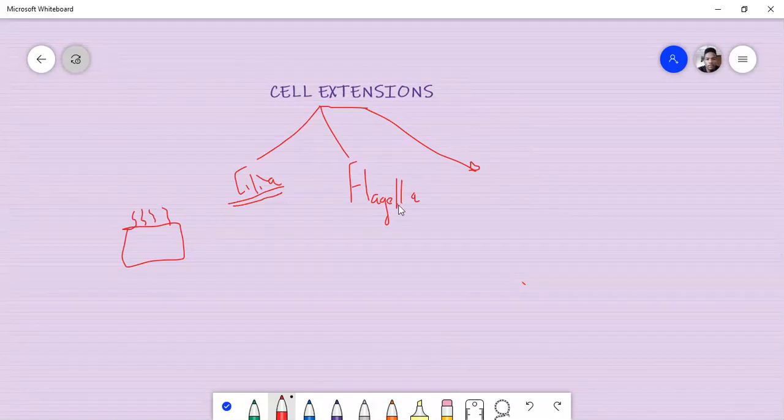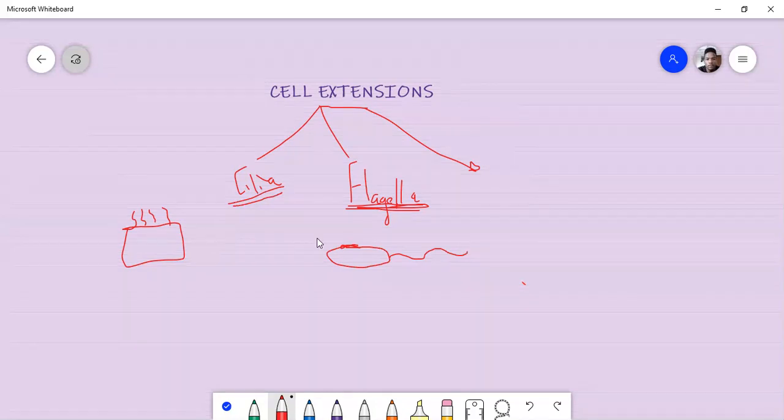And the only cell in the human body, I repeat, the only cell in the human body that has flagella, because flagella is seen in bacteria, moves the cell itself, whereas cilia doesn't move the cell, but it moves the material on top of the cell. Do you get the difference? Whereas flagella moves the cell itself. So as you can see by the drawing, the only human cell that has flagella is the sperm cell. That's the only one.